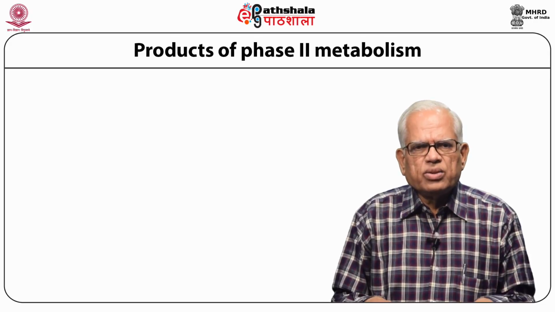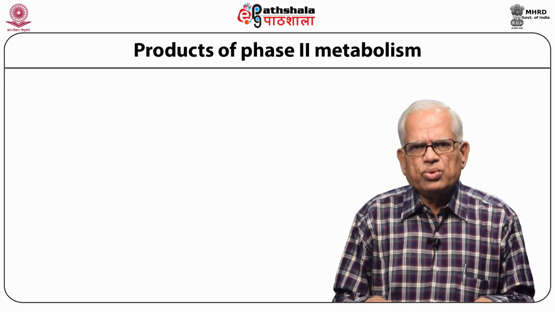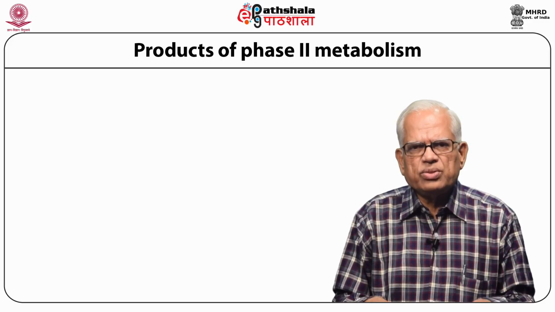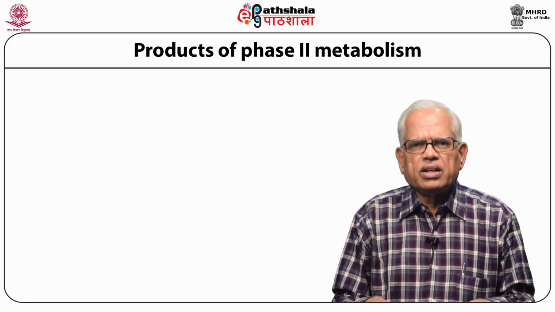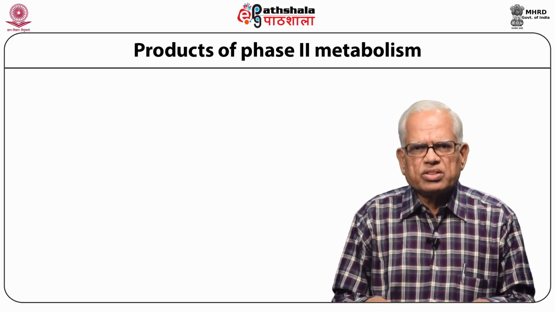Let us understand what the products of phase 2 metabolism are. We have already learned that the food that goes inside our body is digested and assimilated, and this in biochemical terms occurs in 3 phases: phase 1, phase 2, phase 3. At the end of phase 1 metabolism, all these macromolecules are degraded and converted into their monomeric building units, like proteins becoming amino acids and polysaccharides becoming monosaccharides.